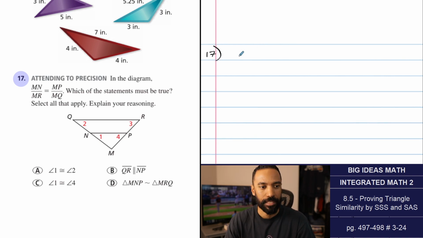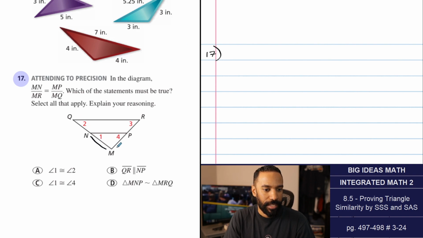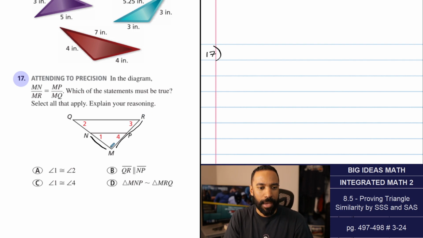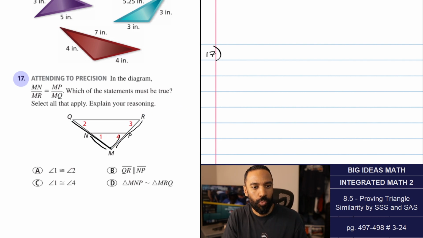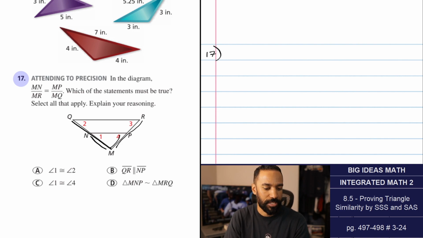Attending to precision. In the diagram, MN is to MR as MP is to MQ. Which of the statements must be true? Select all that apply. Select a reasoning.